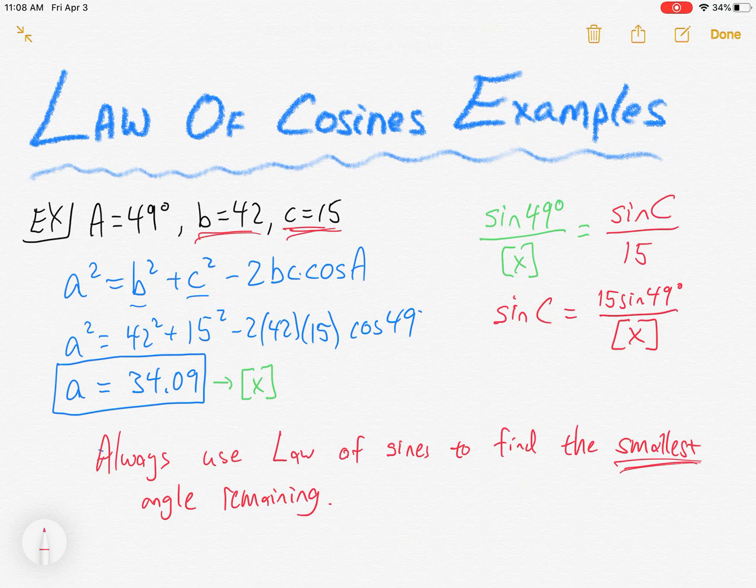So 15 sine 49, close that parentheses, divided by x, or second answer. I stored it as x, so I'll put x, and I get 0.33. You don't really have to write this down, 3320, and it goes on, but I'll say now second sine, second answer. It gives me an acute angle, but I know it has to be acute, 19.39 degrees. So when you're using law of sines, find the smallest angle remaining.